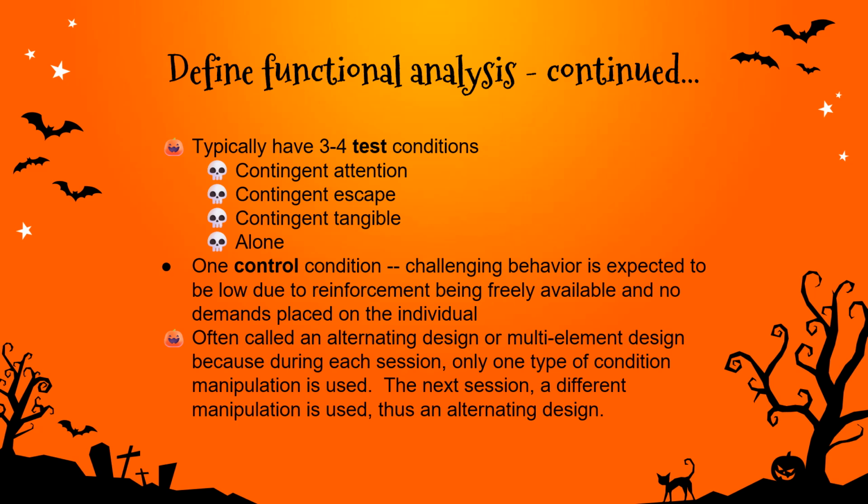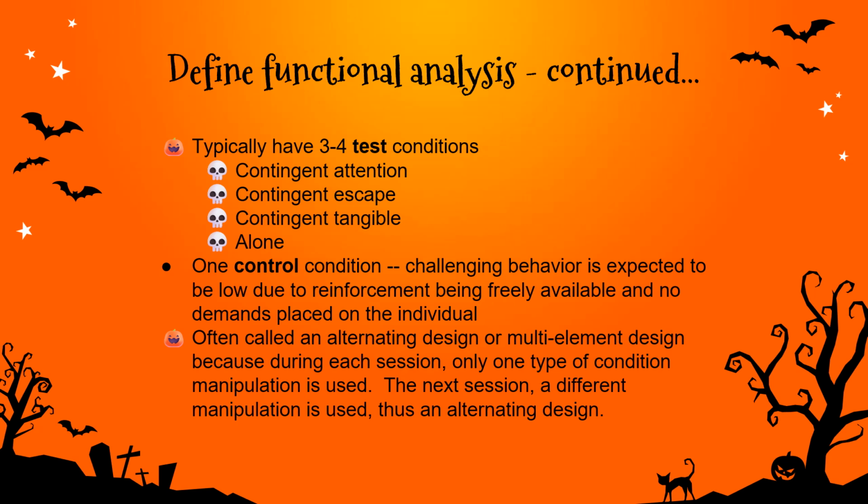Typically, we'll have 3 to 4 test conditions. So that'll be the contingent attention, contingent escape, contingent tangible, and the alone condition. And one control condition. Challenging behavior is expected to be low during this condition due to reinforcement being freely available and no demands being placed on the individual. So if they have everything that they want, everything that would make them happy, and no one is asking them to do anything non-preferred, that would be our control condition. We're creating that Disney World for the client, that perfect condition for them, so we would expect the behavior to be low.